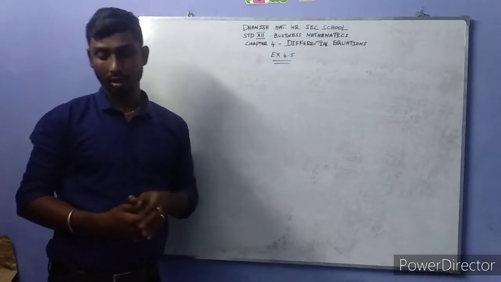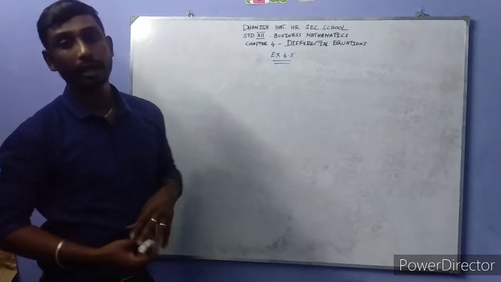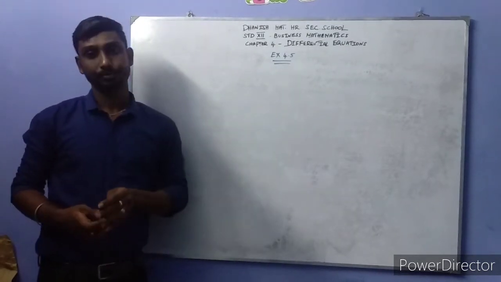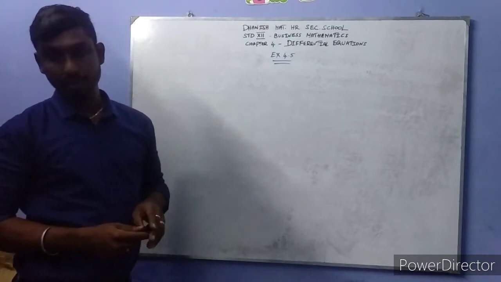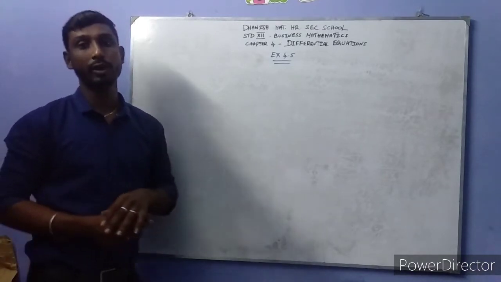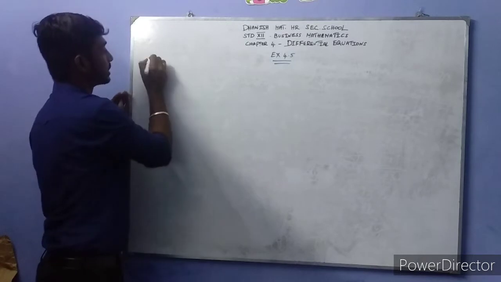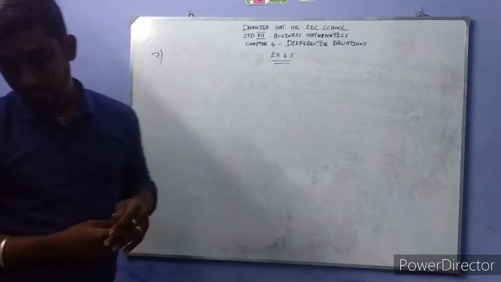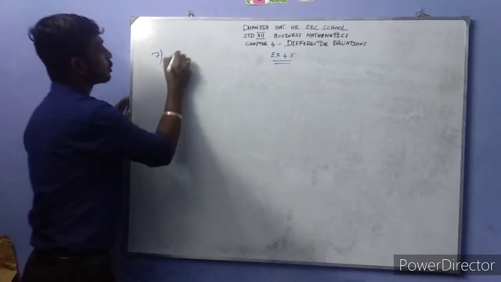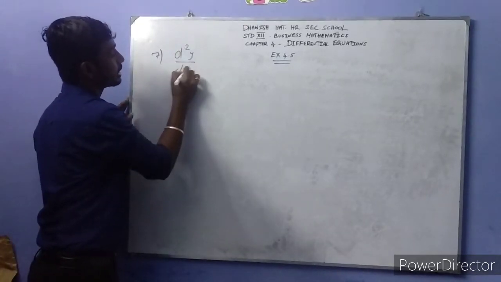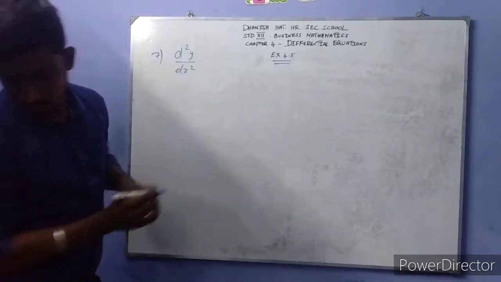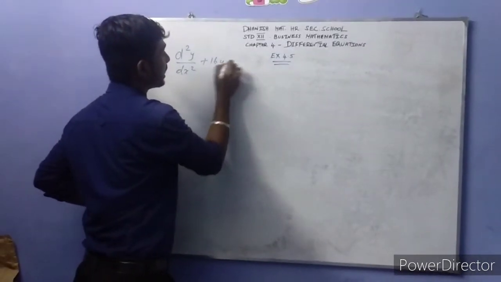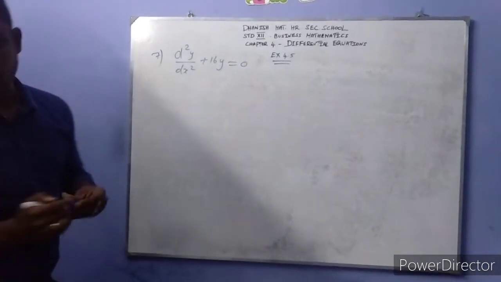Good morning children. Last class we completed exercise 4.5. The first 6 sums we completed in the last class. Today we are going to see the remaining sums in exercise 4.5. The 7th question given in the textbook is d square y divided by dx square plus 16y equal to 0. So listen here.